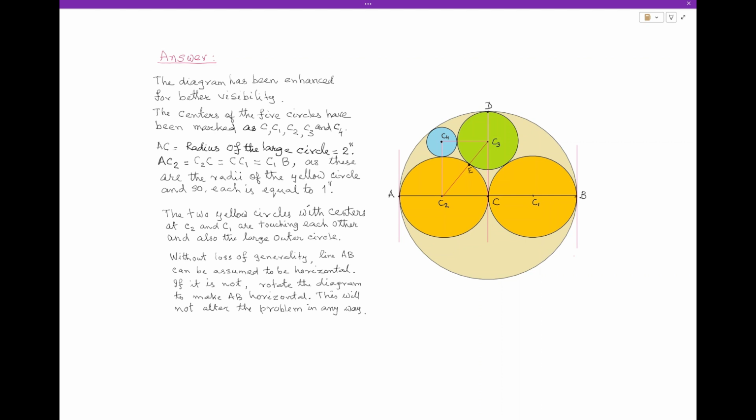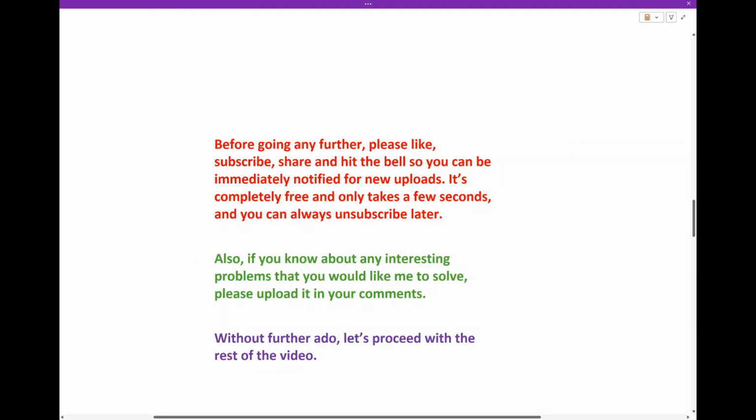Without loss of generality, the line AB can be assumed to be horizontal. That is, we just take AB to be horizontal. If it is not already horizontal, turn the whole figure to make it horizontal. This will not alter the problem.